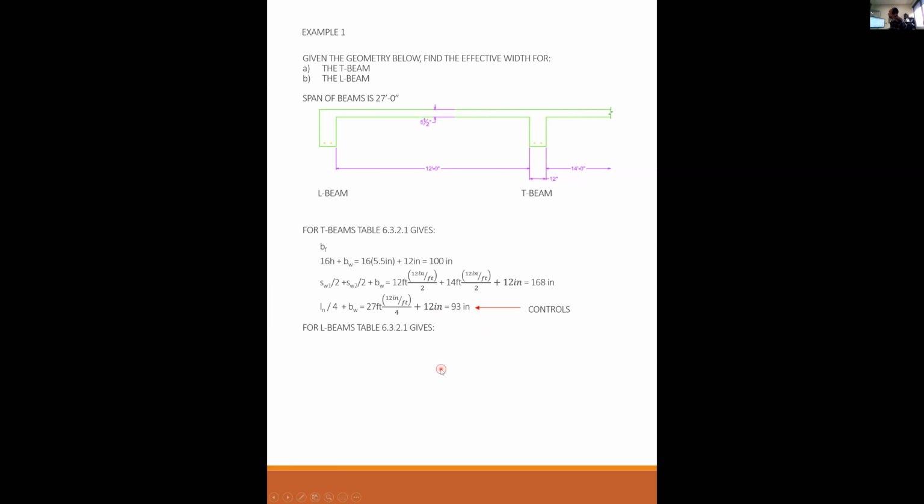For L beams, we have 6h plus bw, or 6 times 5.5 plus 12 is 45 inches, or half of the clear spacing plus the beam width is 84 inches, or Ln over 12 plus the beam width is 27 times 12 inches per foot over 12 plus 12, 39 inches. So in this case, 39 inches would control. And again, you can see for an L beam, my effective width is quite a bit less at 39 inches than the T beam at 93 inches.